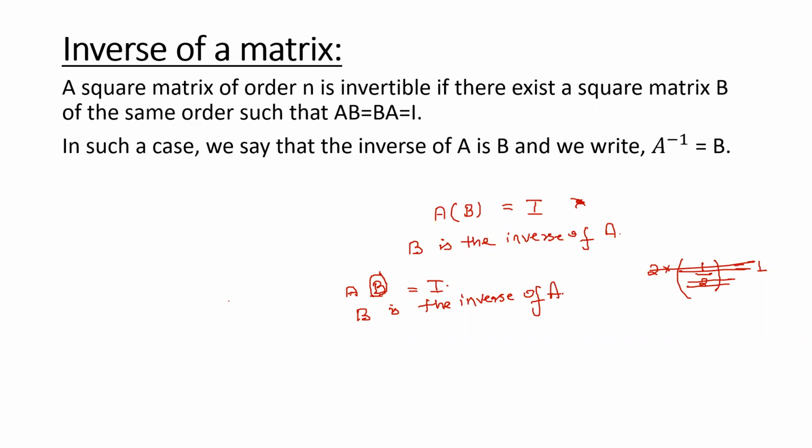Clear? Yes, sir. Okay. Now, how will we represent it? We will represent this inverse like this, A inverse. If we are finding the inverse of A, then that will be denoted by A inverse. So as we are saying that B is the inverse of A, that's why we will write B is equal to A inverse. This is clear? Yes, sir.